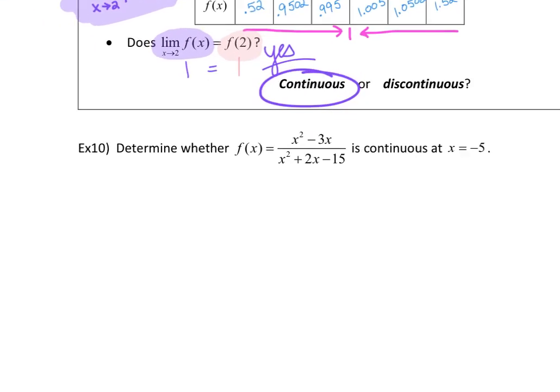So take a look at this next function, and notice that rational functions could potentially have holes or asymptotes based on what would make the denominator 0. And you're not asked to compute that in this case. All you need to do is work through the 3 steps of the continuity test. You need to decide if the function is defined at x equals -5. You need to decide if the limit as x approaches -5 exists, and then if both of those are yes, see if the values equal each other.